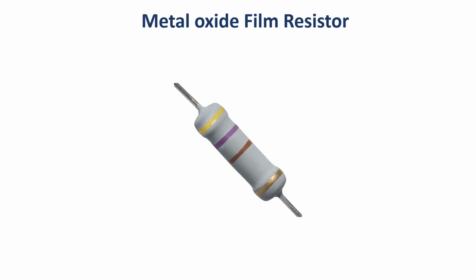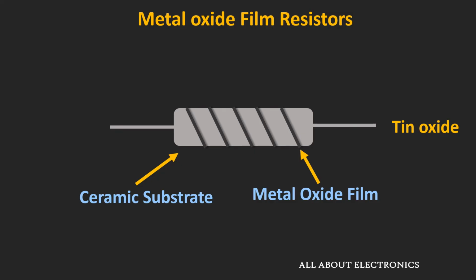Then the next type of film resistor is the metal oxide film resistor. In terms of the construction, they are quite similar to the metal film and the carbon film resistors. But here, instead of metal or carbon, a metal oxide film is deposited on the ceramic substrate, and generally tin oxide is used as the metal oxide layer.